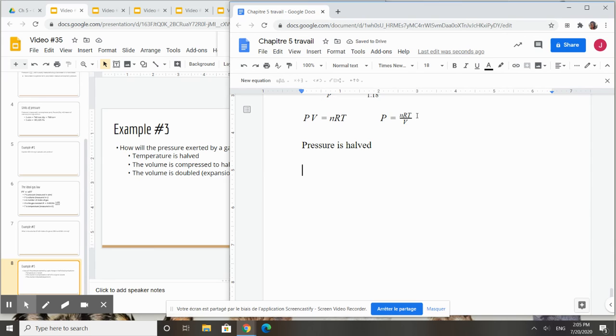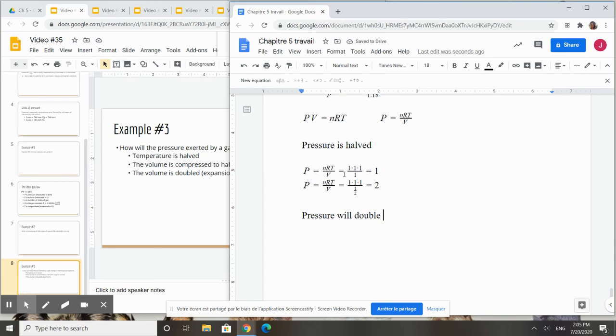For the second one, volume is compressed to half of its normal value. So one way you could do this is by plugging in original numbers. We could just make them all 1. It'll just make life easier. Well, you could really pick any number. So originally, my pressure is equal to, or actually directly related to, 1. But then let's halve volume. So what I end up seeing is pressure will double.